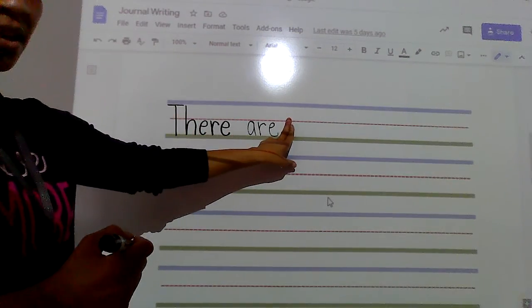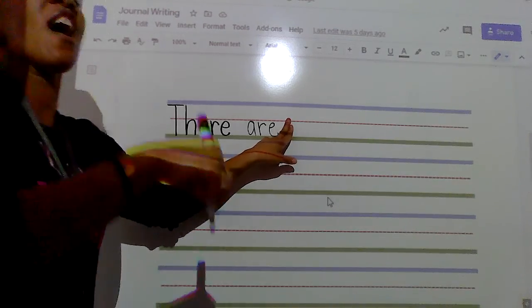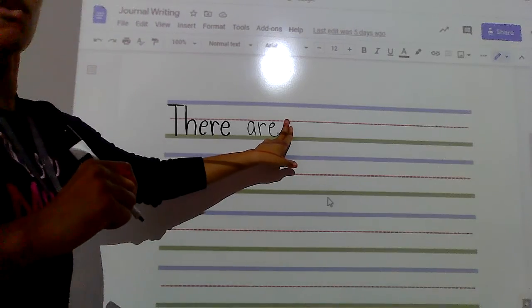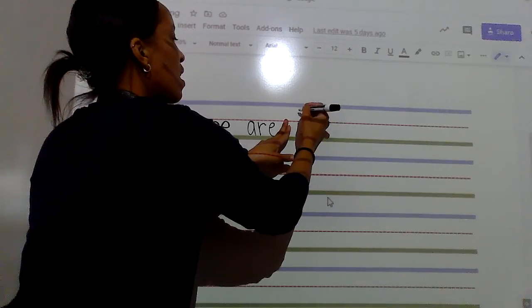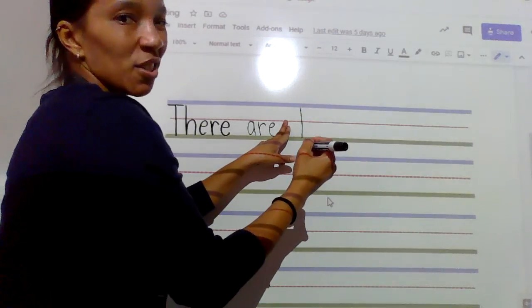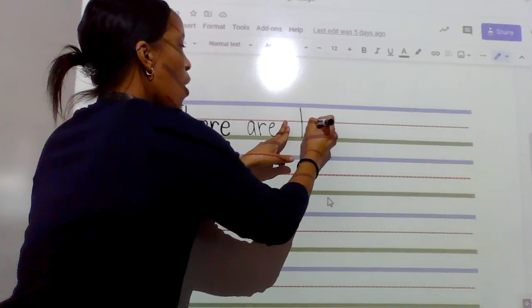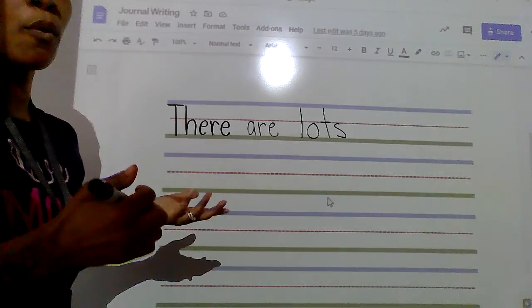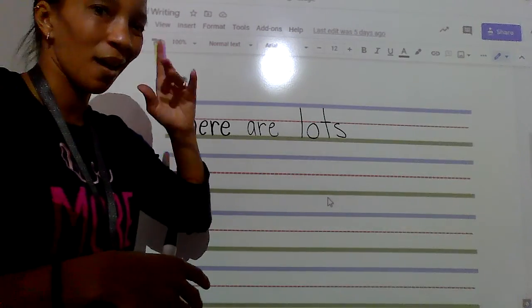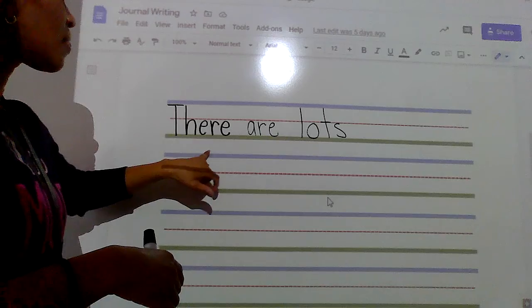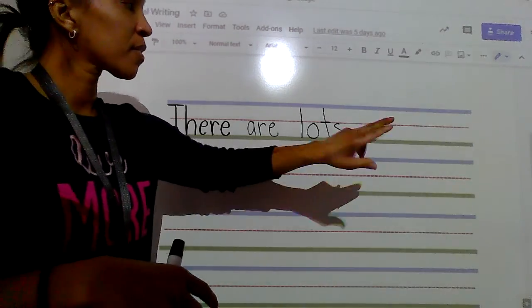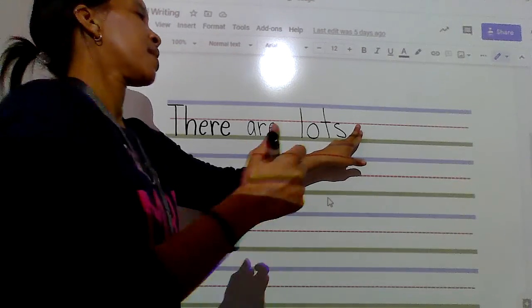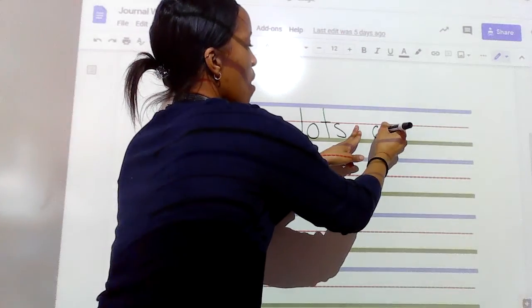There are lots. Oh my goodness, another power word. Look at all these power words we know. All right, help me write lots. Another power word. Oh, sorry, I should have said L, O, T, S. So lots is one of those power words that we could technically sound out. That's why I kind of got confused. I apologize. There are lots of, another power word. This power word we could not sound out properly, so we have to just know it. O, F.